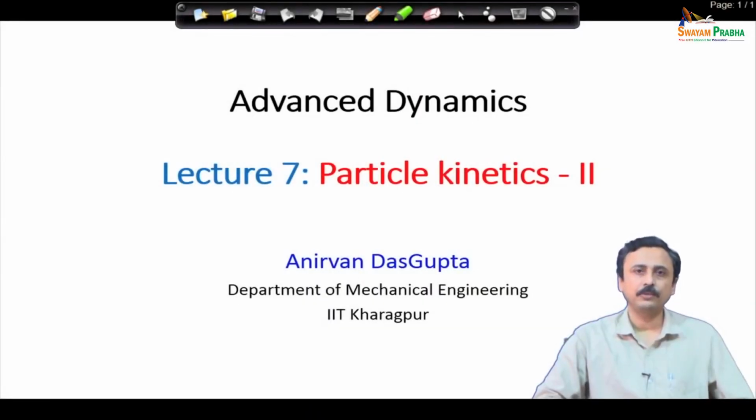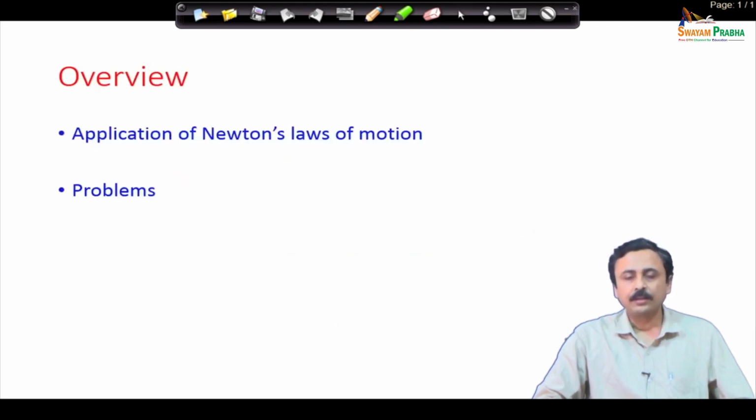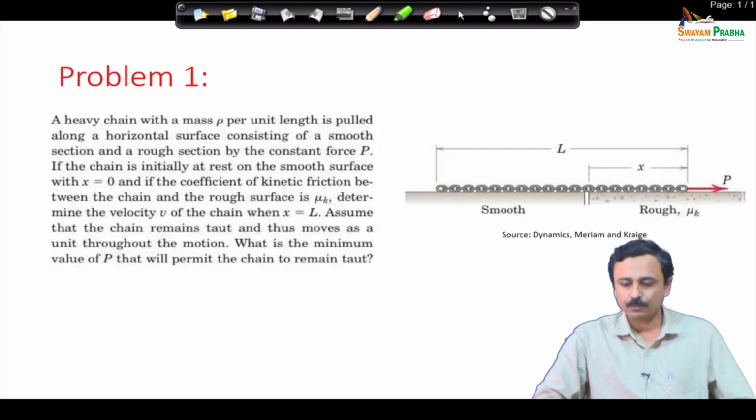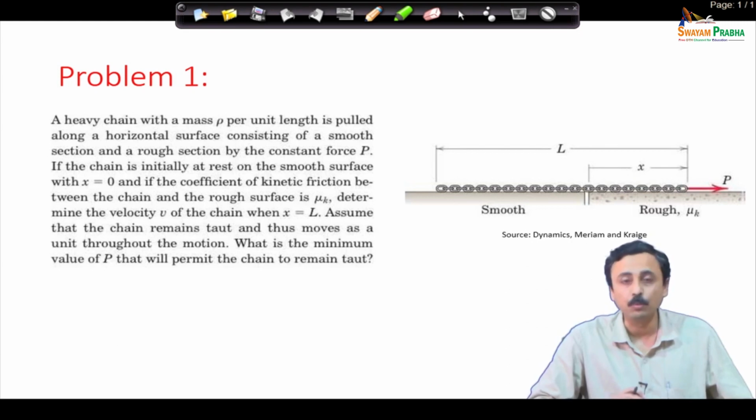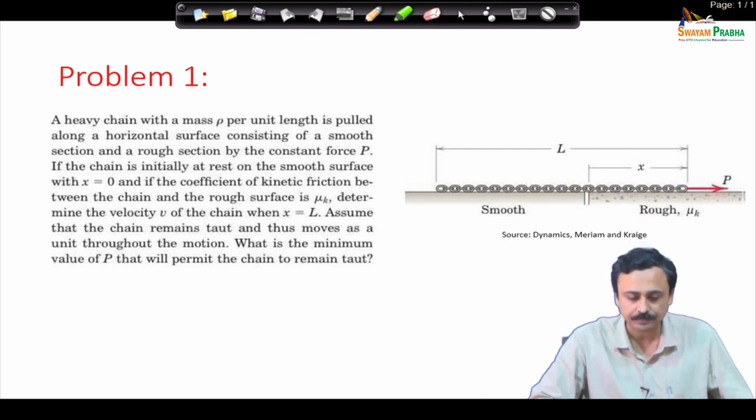Hello, in this lecture we will continue our discussions on particle kinetics. I will show you through some examples the application of Newton's laws of motion, and the first problem that we have today is that of a heavy chain on a rigid surface, part of which is smooth, which means frictionless, and part of it is rough, which has friction.